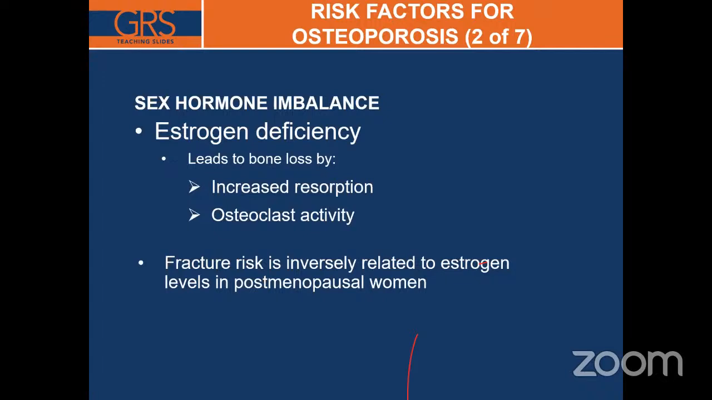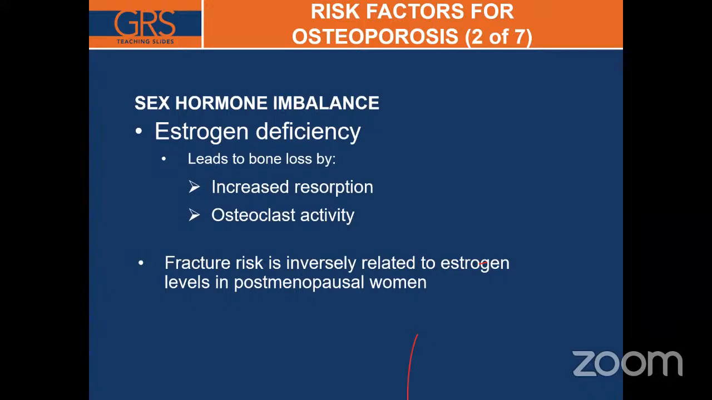Sex hormone imbalance. Estrogen deficiency leads to bone loss by increased resorption and increased osteoclast activity. After menopause, there is a natural decline of estrogen levels, which is associated with increased risk of osteoporosis. Estrogen has both direct and indirect effects on osteoclasts, the cells responsible for bone resorption and bone loss. It acts through multiple pathways to decrease expression of receptor activator of nuclear factor kappa B ligand, also known as RANKL, the major cytokine that promotes development and differentiation of osteoclasts. Estrogen also has direct effects on cells of hematopoietic lineage, including osteoclast precursors.